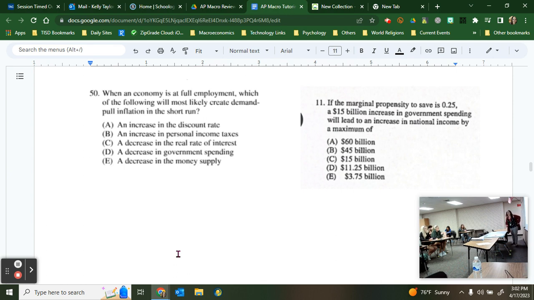So on question 11, MPS is given to you at 0.25. Wait, is it the change in spending or is it just spending? Oh, yeah. Thank you, Scott. Making sure. All right. How do I know which one to use on this question?